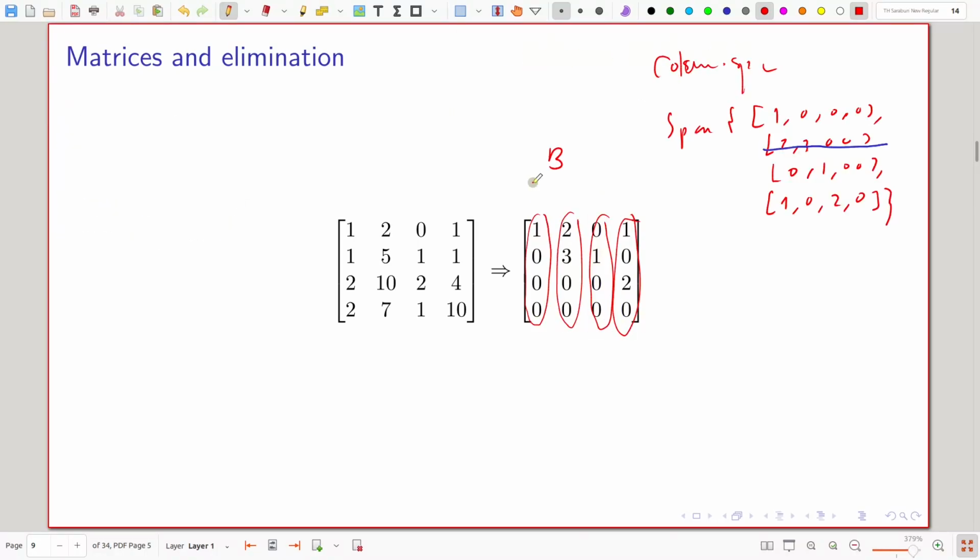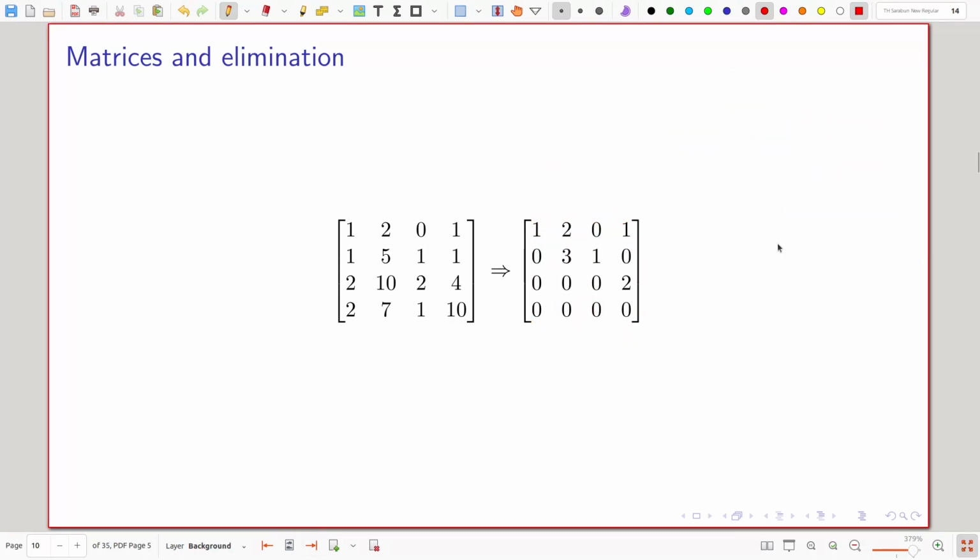Let's work on this method B. It will be easier, much easier for us. So just ignore A for a bit. Let's look at B. So we will try to find the null space of B. It will be the same as the null space of A.